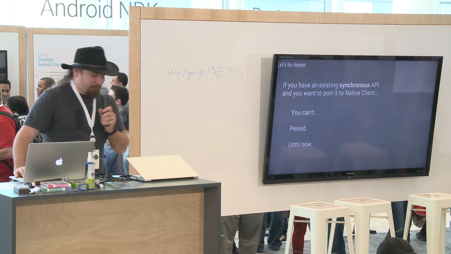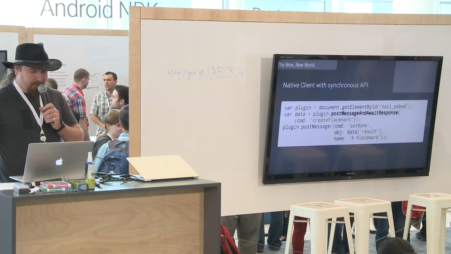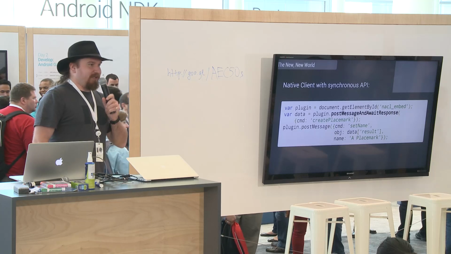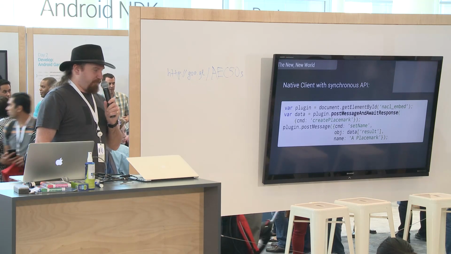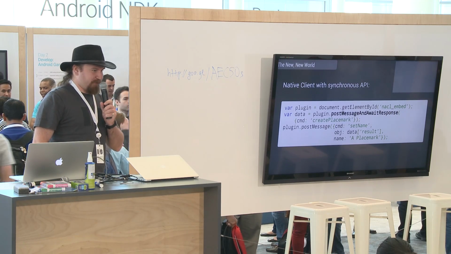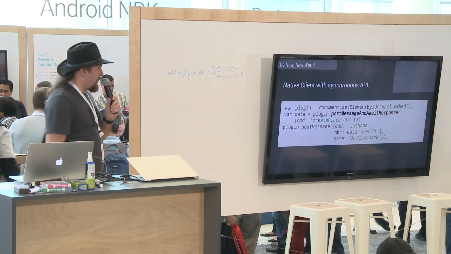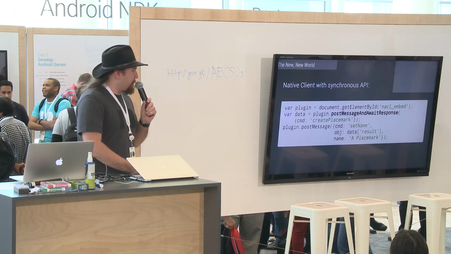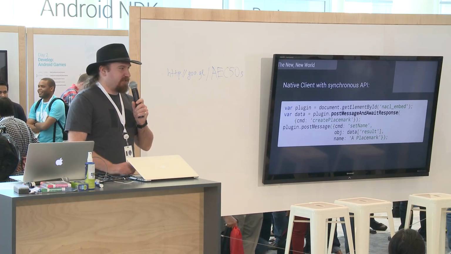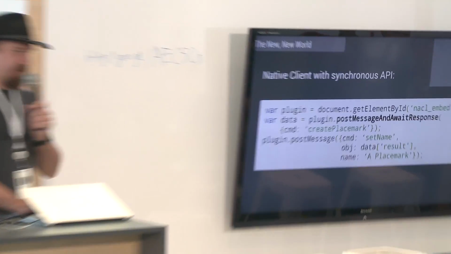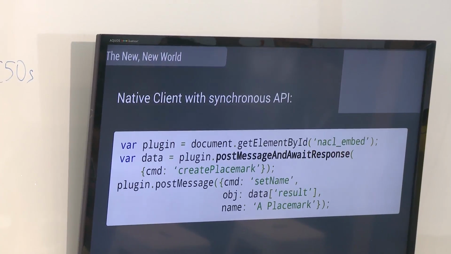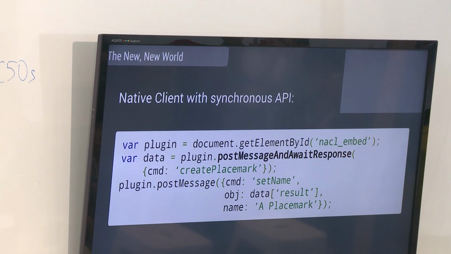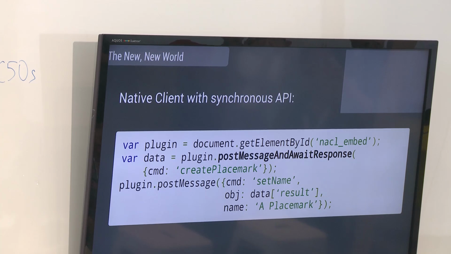But that is about to change, and I'm going to demonstrate how. We have just this week added to a dev channel of Chrome near you a synchronous version of the APIs for posting and receiving messages. So this is the new code. And you'll see it looks very much like the old code, except that now there is an and-await response on the end of that message, and it has a return value. So this is actually going to do this synchronously and give you back the value immediately.